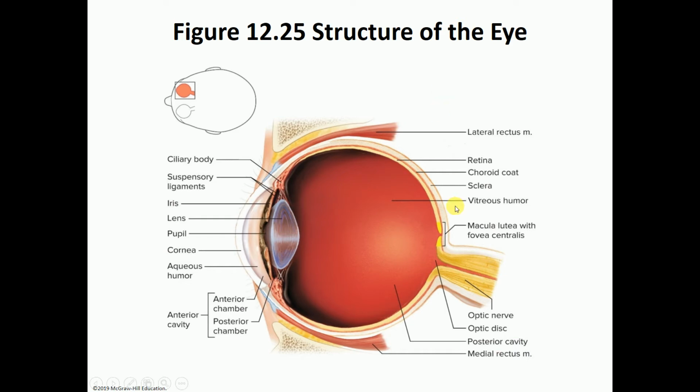Now the lens divides the eye into a posterior cavity, and as we said, the posterior cavity is full of the vitreous humor, and an anterior cavity, and that anterior cavity is full of the watery liquid that we talked about, known as the aqueous humor, again made by that ciliary body.